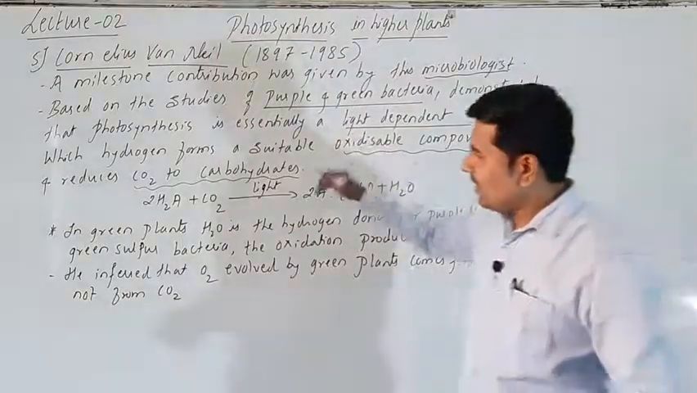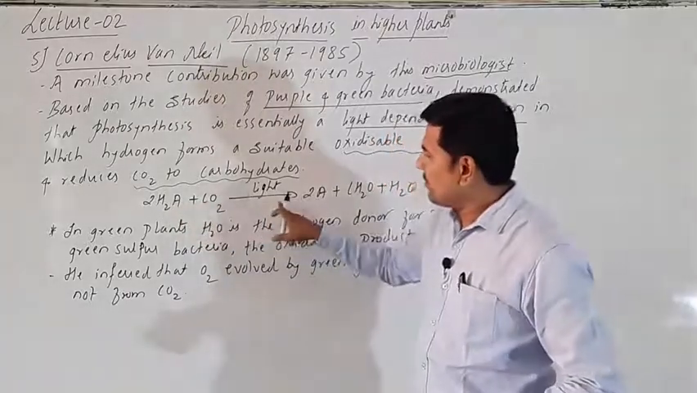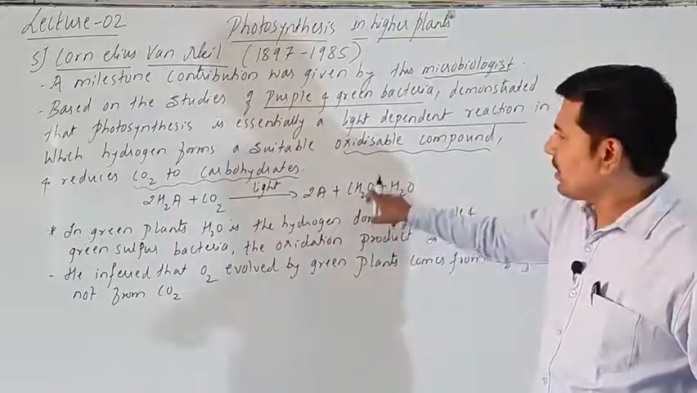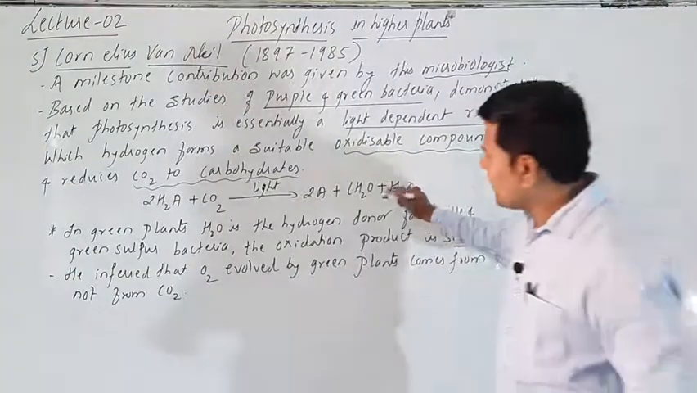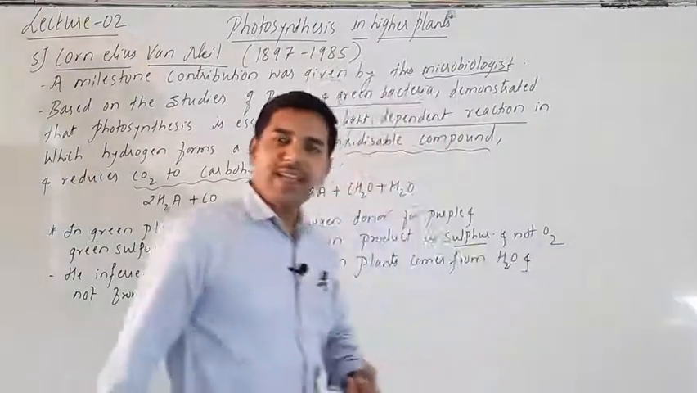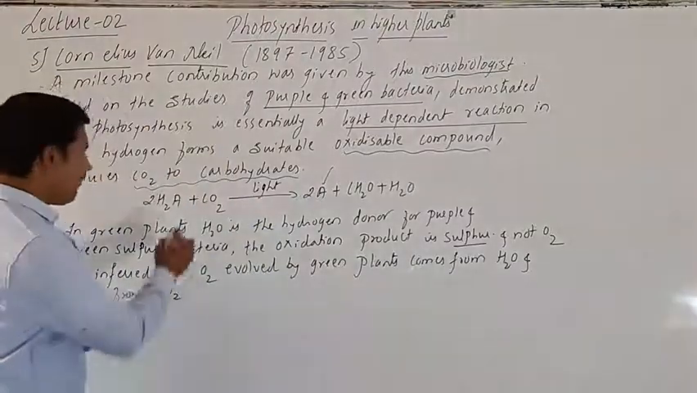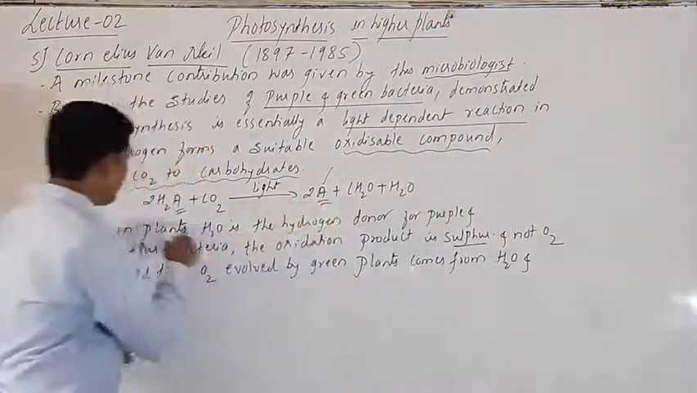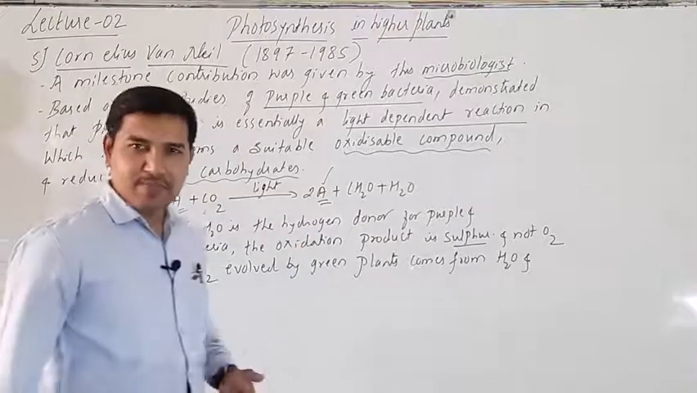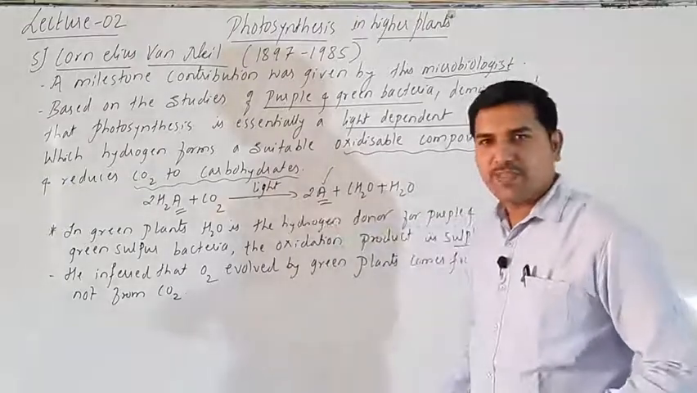So, here an equation follows: 2H2A plus CO2, in presence of light, forms 2A plus CH2O, which refers to a compound called carbohydrate, plus water. Here, when hydrogen is withdrawn, that means removed, oxygen is released. So here A is nothing but oxygen. 2H2A means if it is H2O, then O2 is released during the process of photosynthesis. That was the equation which was stated by this person.